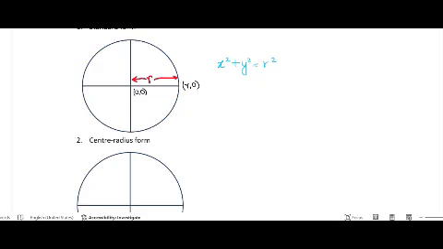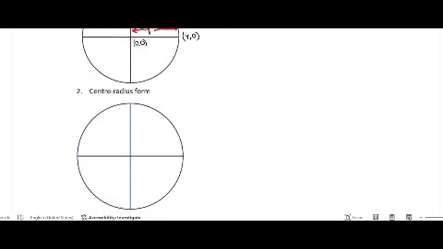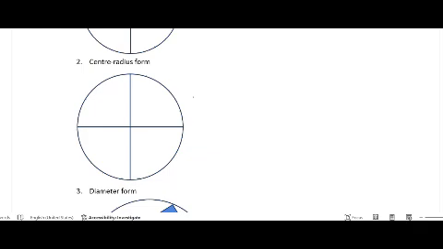Let's move on to the center radius form. What is the center radius form? In center radius form, your center is not the origin. Your center over here, for example, is h comma k. Alright, and let this be your point x1 comma y1. Again, the radius is r. So the distance between h comma k and x1 y1 is r.